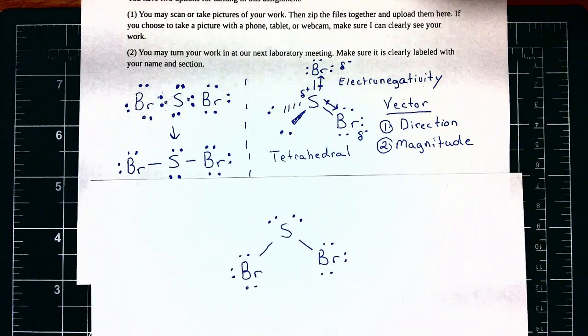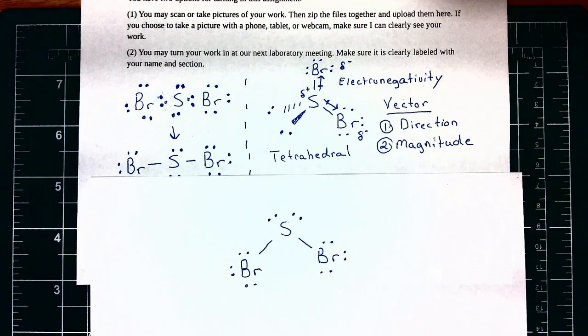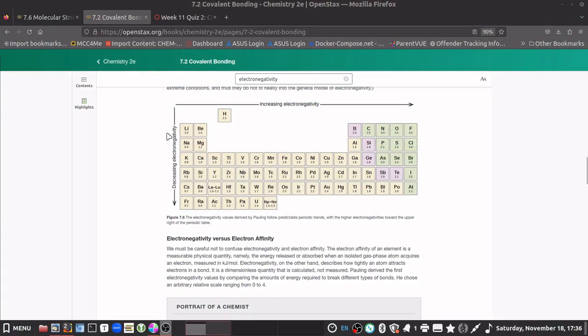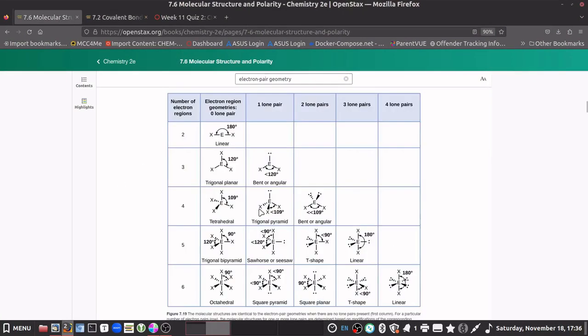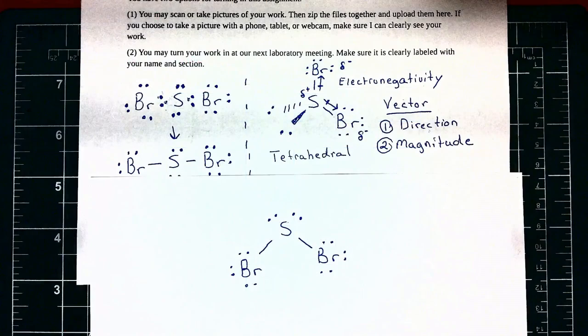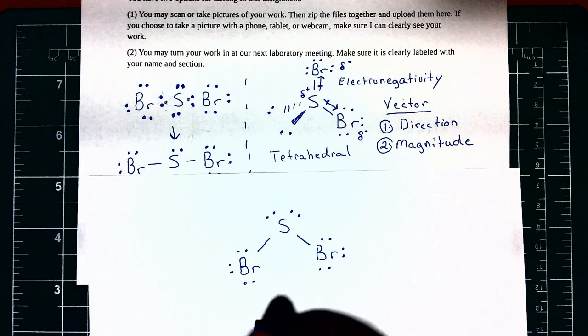Now we just need to give this a name. If we go back to our table, all we need to do is come down to 4 and then over to where we have those 2 lone pairs there, and we see that we have the name of bent, okay, or angular. I always see it called bent though. Simple enough. We'll give it our name, bent.